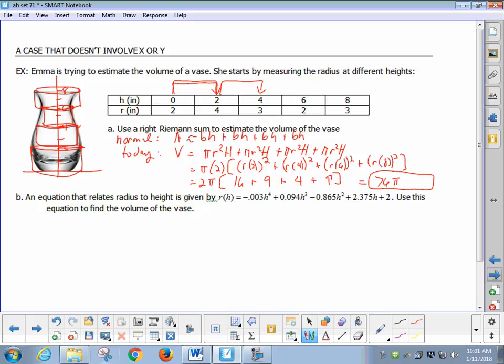What are the units here? Inches? Inches cubed. Okay. Now, would that be an overestimate or an underestimate, or can't tell? Can't exactly tell. Right rectangles overestimate an increasing function, but are these all increasing? No. So there's a bit of a mixed bag there, so we can't really tell.